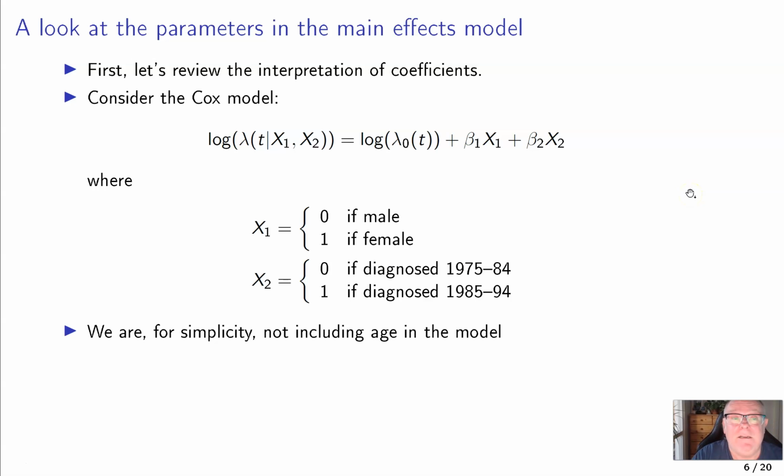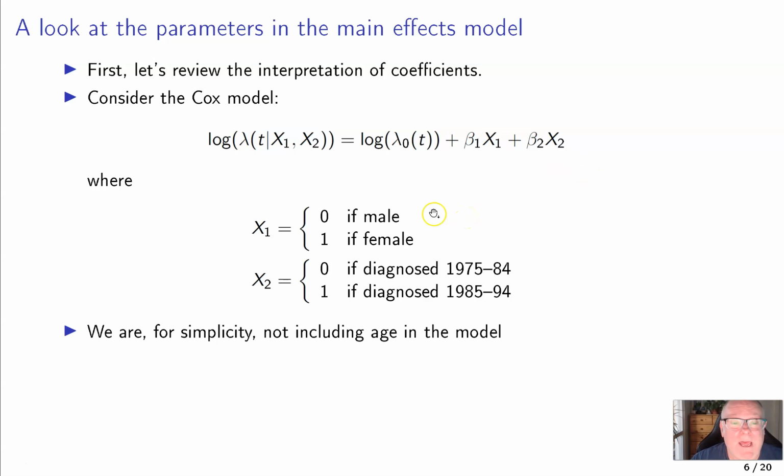To understand the interpretation of interactions, it's necessary to look at the mathematical formulation of the model. Now, we're going to look at a simplified model just with sex and period in it, but the concepts are the same if we also adjust for other covariates, such as age.